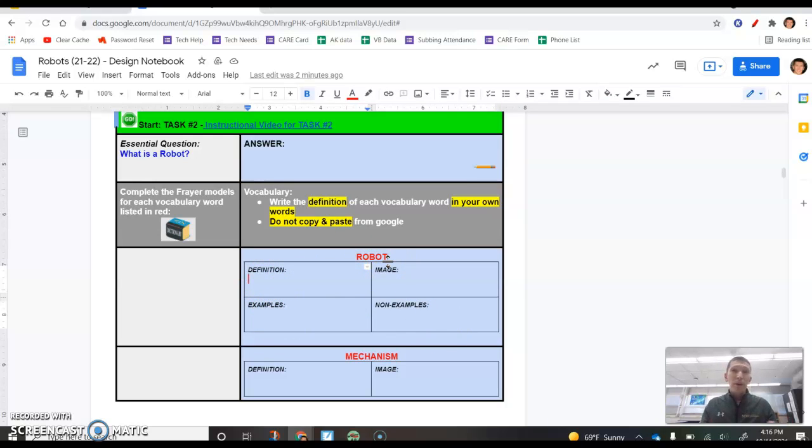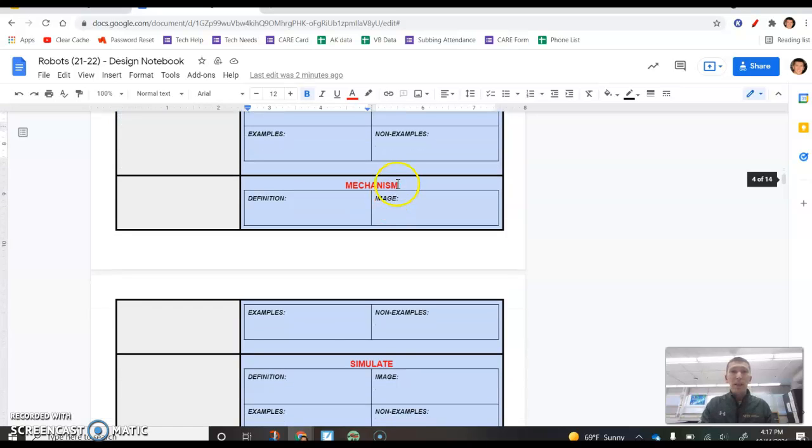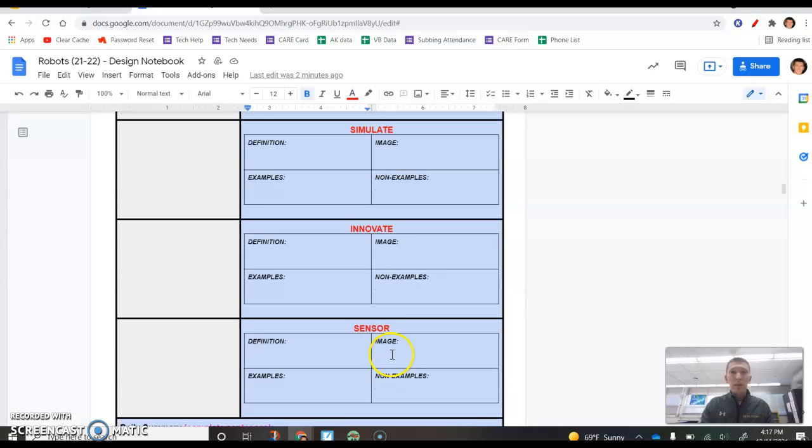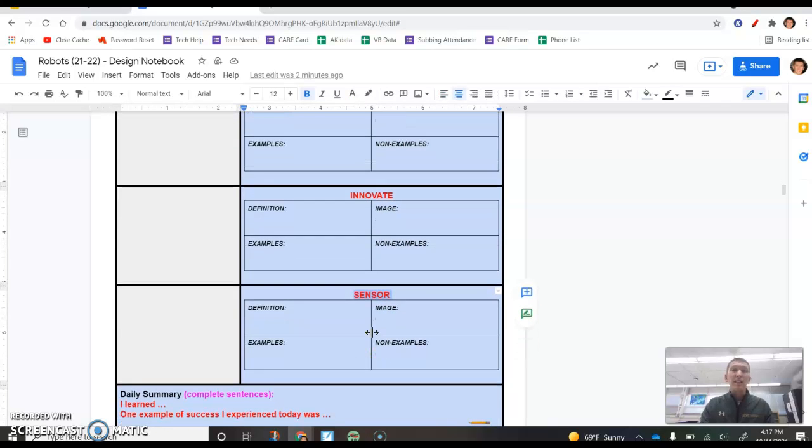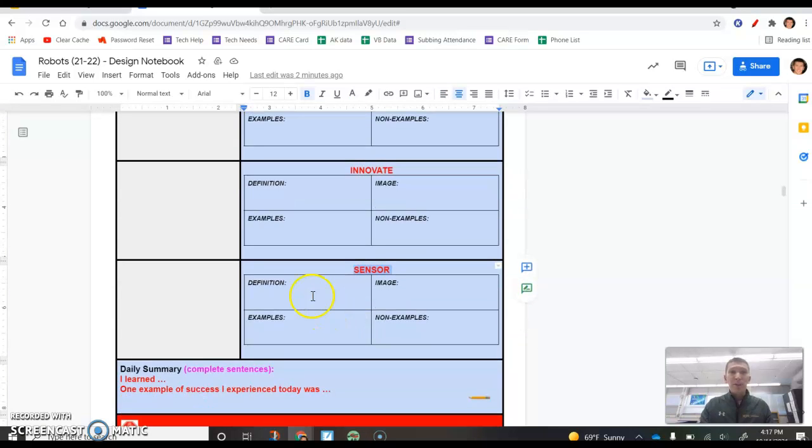So when you think about it, some people are going to say your cell phone is a robot. Some people disagree. Think about what is a robot? What actually makes that to be considered a robot? Other than that, you have mechanism, simulate, innovate, and then one that you'll be using a lot for your project is a sensor.